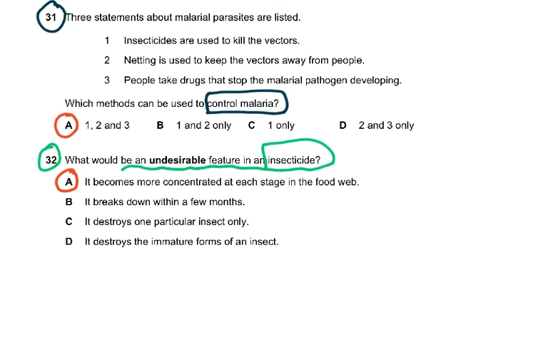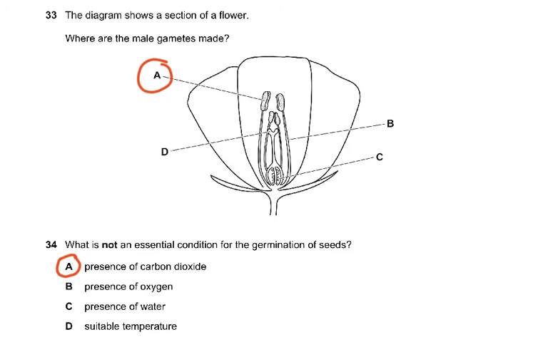Now let's come on to the next question. 33, the diagram shows a section of a flower. A, B, C, D. You know, A is the anther, D is the stigma, B is the filament, and C is inside the ovary. And I know it's pointing towards the ovules. So ovary, then what is not an essential, no, sorry, where are the male gametes made? I was reading the wrong question. Where are the male gametes made?